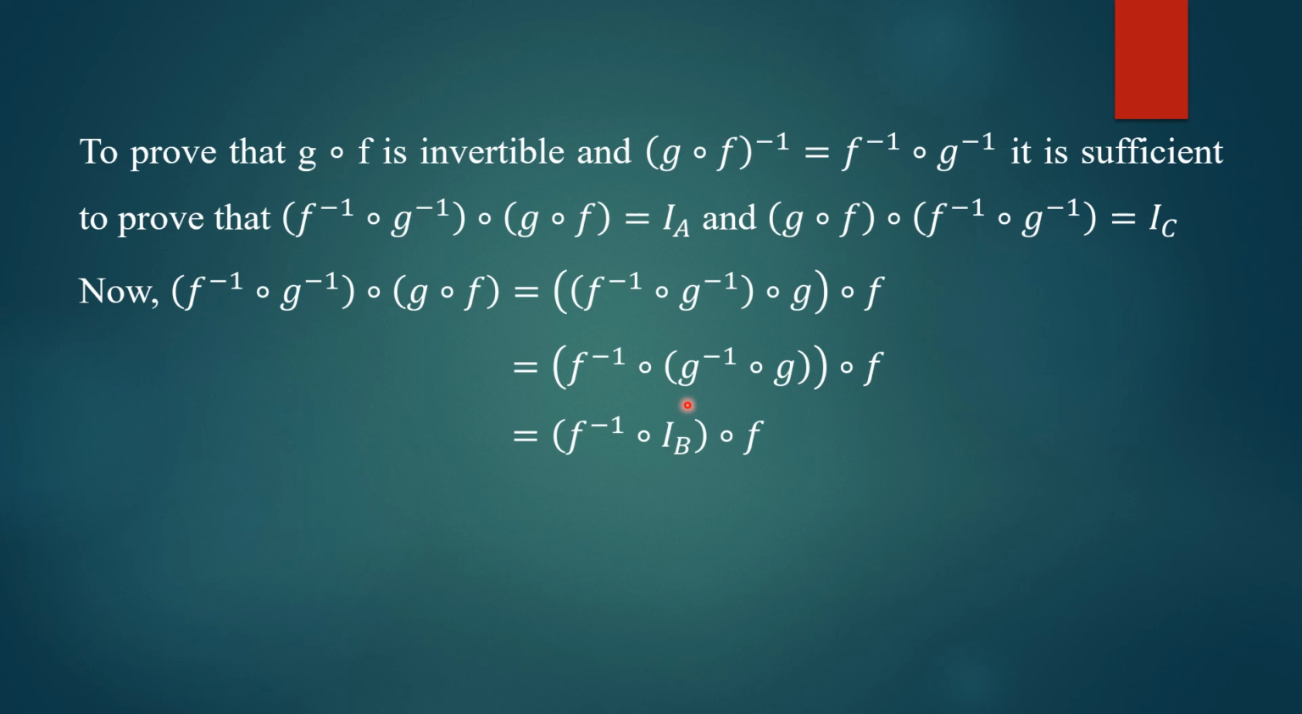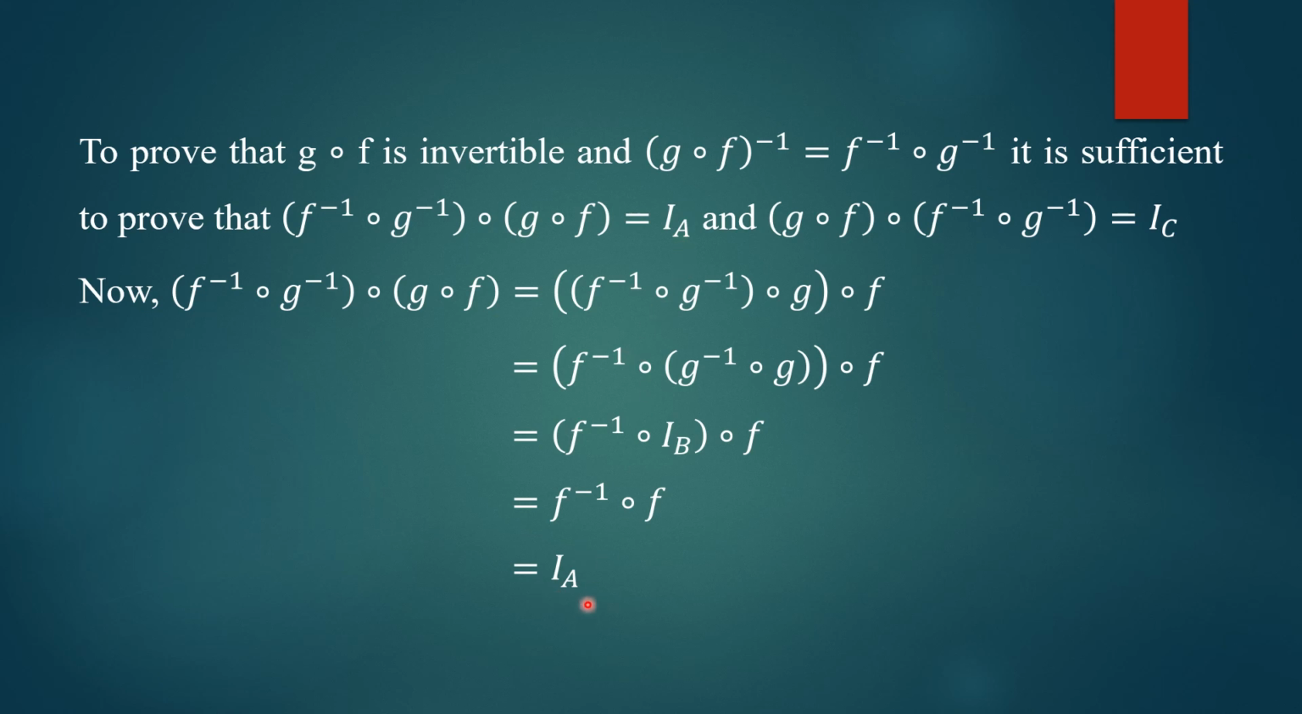So we write that one. F inverse remaining same, this is identity with suffix B, and o f is remaining same. But the composition of f inverse and the identity function will be the function itself, that is f inverse itself. So f inverse o f, already seen in the previous screen, is again the identity function, and the suffix will be the domain of the function f, which is A. So our target is fulfilled, that this is equal to the identity function on the set A.